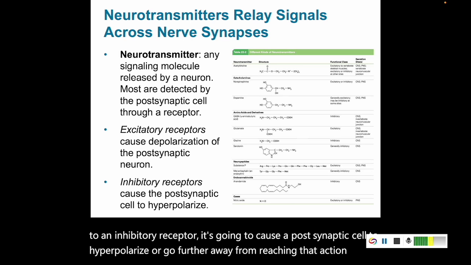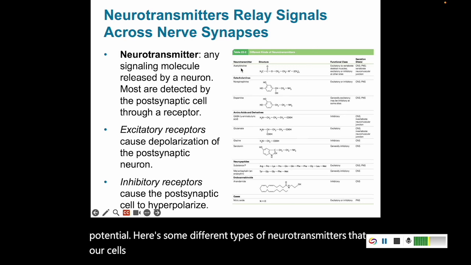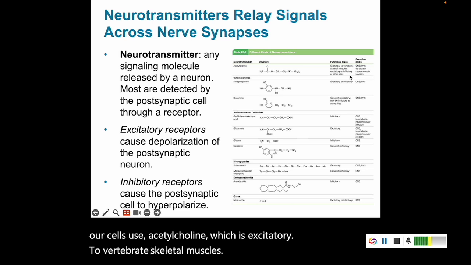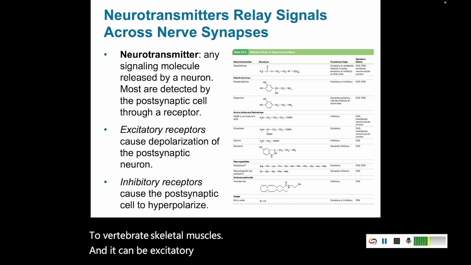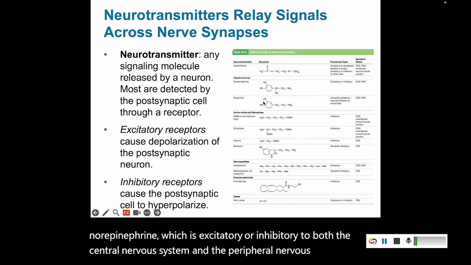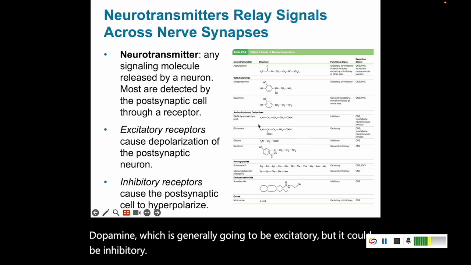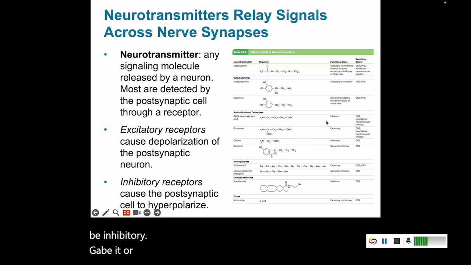Here's some different types of neurotransmitters that our cells use. Acetylcholine, which is excitatory to vertebrate skeletal muscles, and it can be excitatory or inhibitory at other sites. Norepinephrine, which is excitatory or inhibitory to both the central nervous system and the peripheral nervous system. Dopamine, which is generally going to be excitatory, but it could be inhibitory. GABA, or gamma-aminobutyric acid, which is inhibitory for your central nervous system.